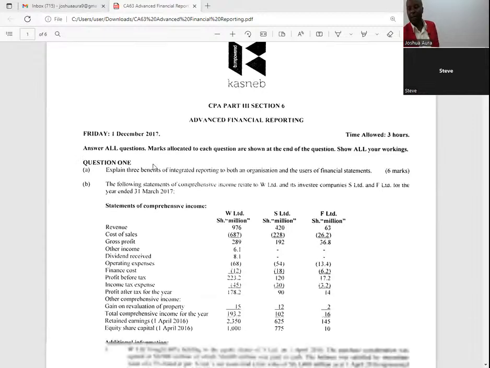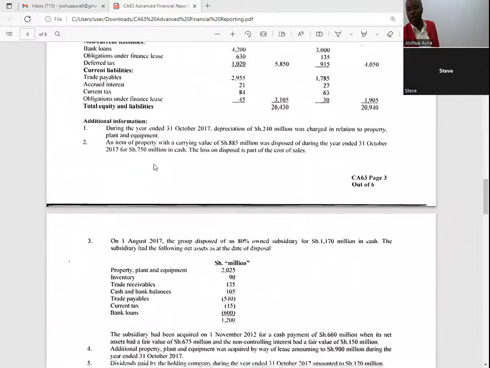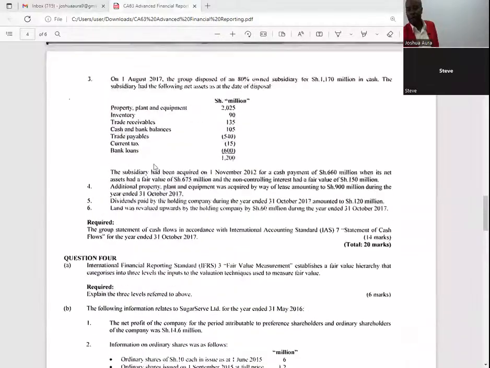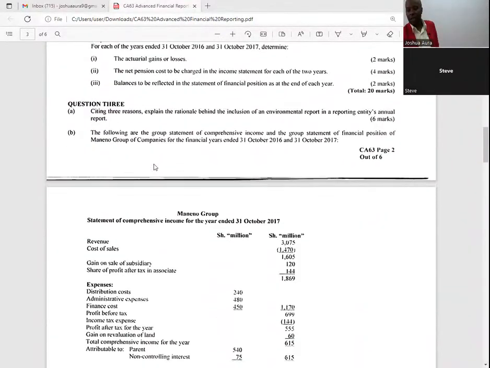Affordability. So today, I would want us to look at group cash flow statement, and I happen to be having the question that I would want us to use here. So this question is from Kasneb past paper, December 2017, question number 3.